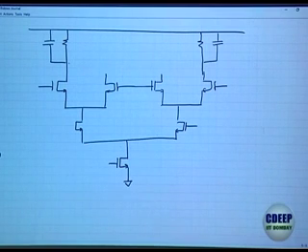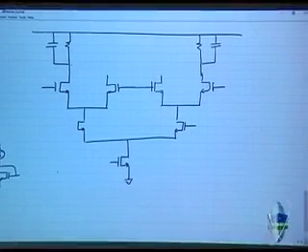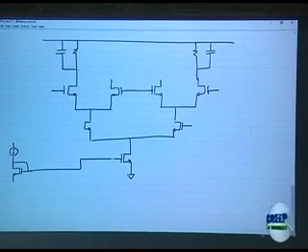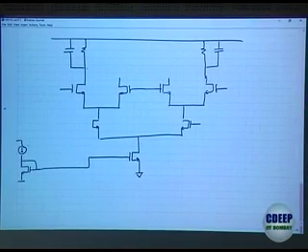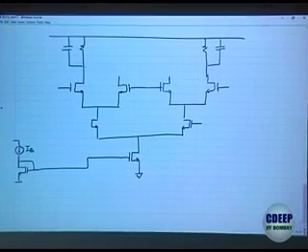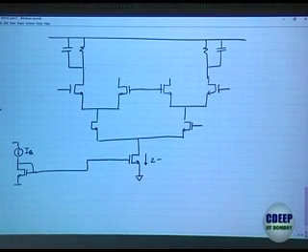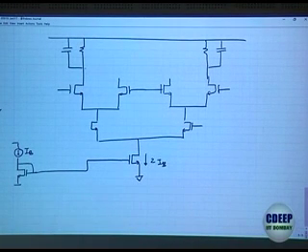I wanted to show you the complete schematic, so you have appreciation. And since I'm drawing it right in front of you, you can appreciate everything. So what is this bottom part? This is your IB current flowing, and you're mirroring IB here, 2 times IB. Okay, it's just a current mirror.